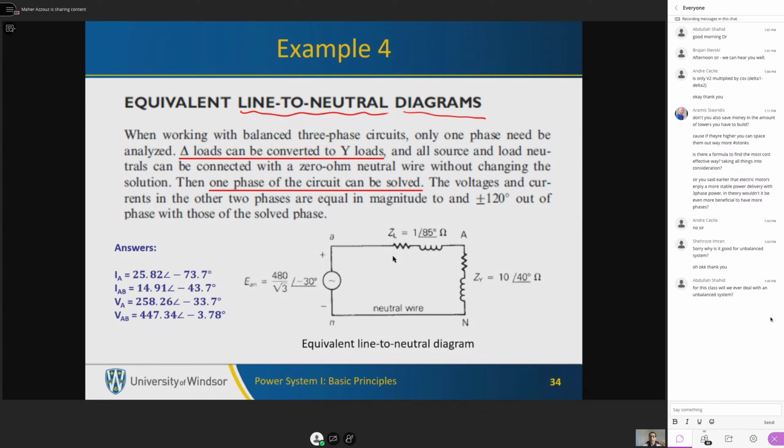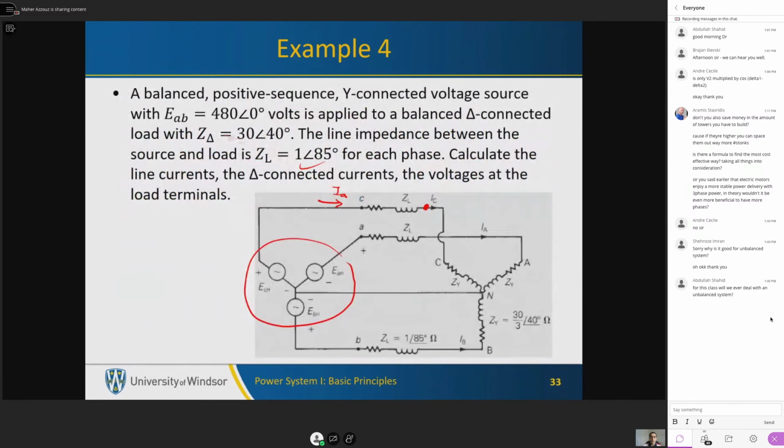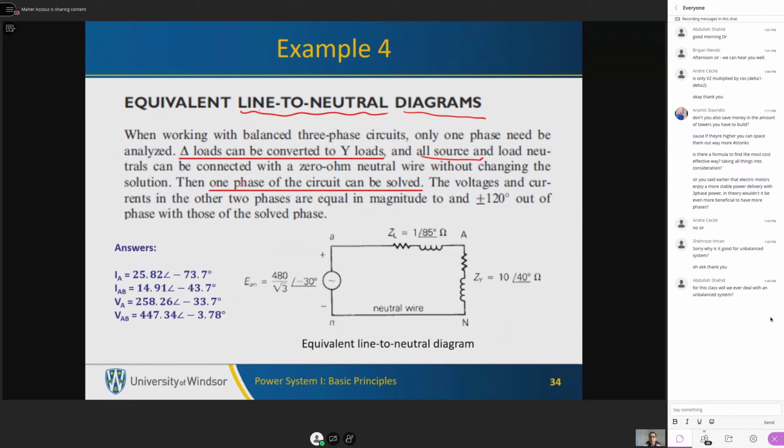So the first step is to convert the delta connected load to its equivalent star connected load. Why? Because we need the line to neutral diagram. For delta loads, we don't have an impedance from the line to the neutral, so we need to convert the delta impedance to the equivalent star impedance. All sources have to be connected from neutral to ground. So if the voltage is given as a line-to-line voltage, then we have to get its equivalent line-to-ground voltage. We solve one circuit, let's say phase A, and then we map everything to the original circuit.